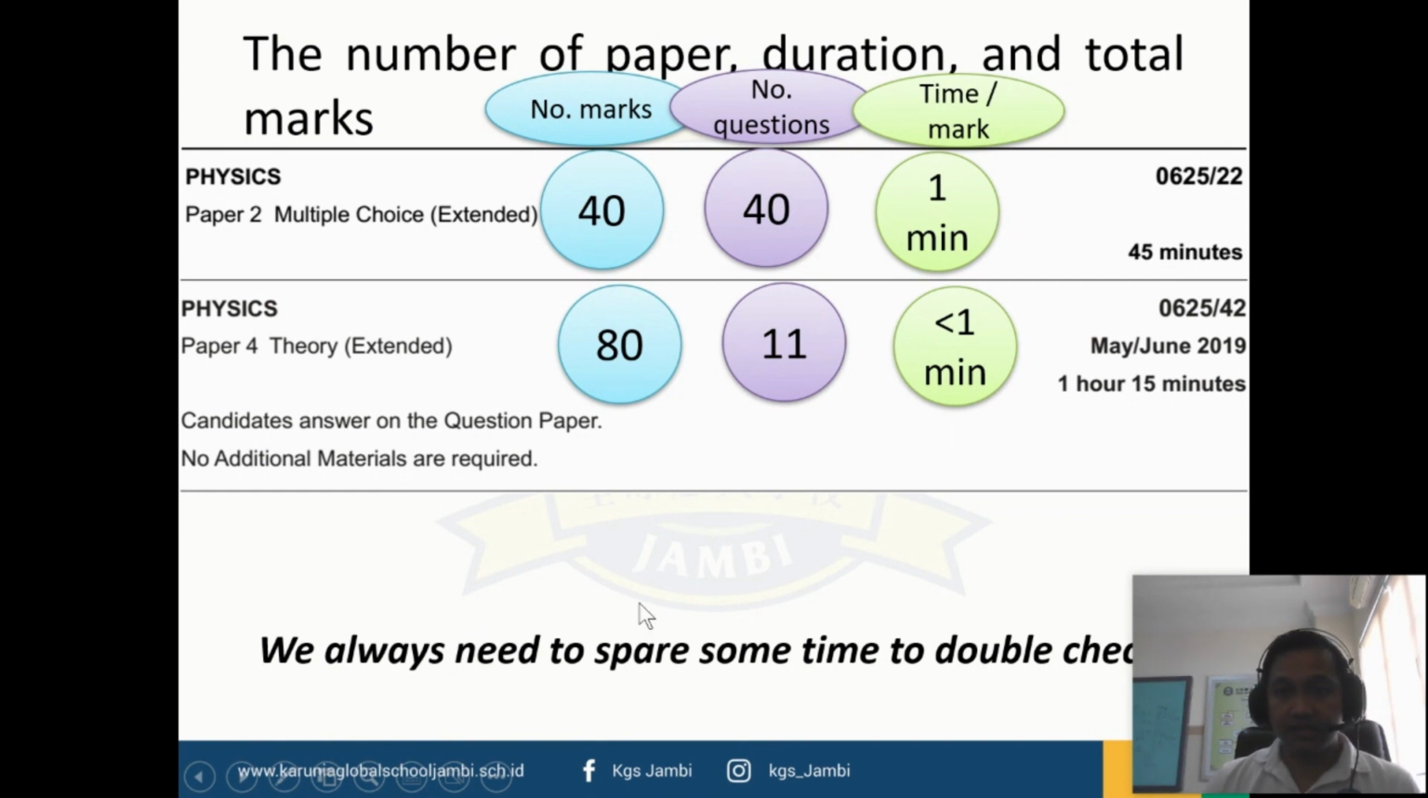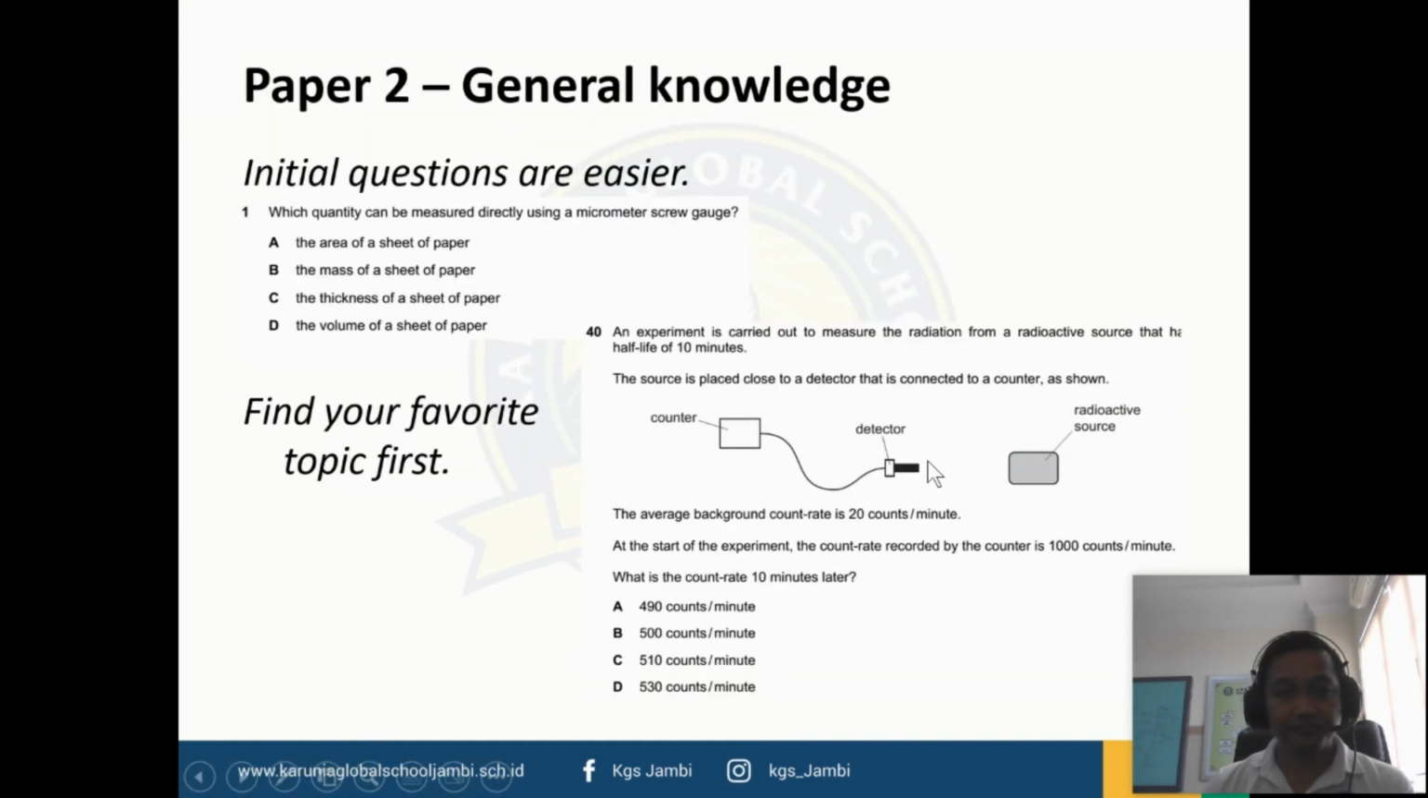Now if you compare this with the time range, 45 minutes to work on 40 questions, 40 marks. So that means you need to finish each mark in 1 minute. Okay, 1 minute for each mark. That means 1 minute for each question. That is the time that you have. What about physics paper 4? It is even less than 1 minute for each mark. For example, if one question has 3 marks, then you have 3 minutes maximum. Okay, you cannot exceed that.